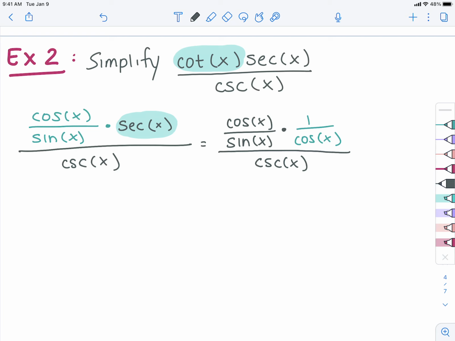So I see cosine of x times 1 and sine of x times cosine in that numerator. I can cross cancel the cosines so that I really only have 1 over sine in my numerator. So now I'm just going to rewrite it. I really just have 1 over sine of x left in my numerator, all over cosecant of x in my denominator.